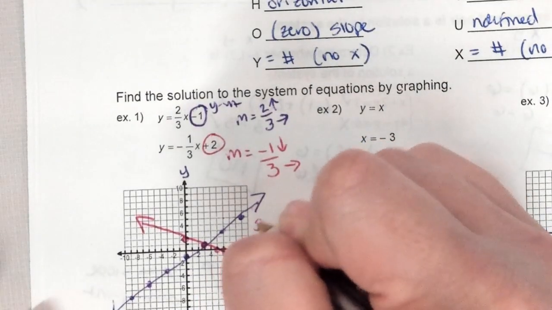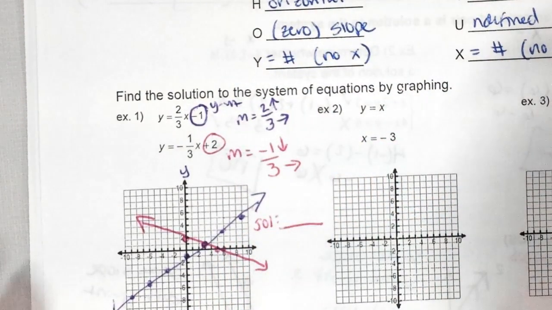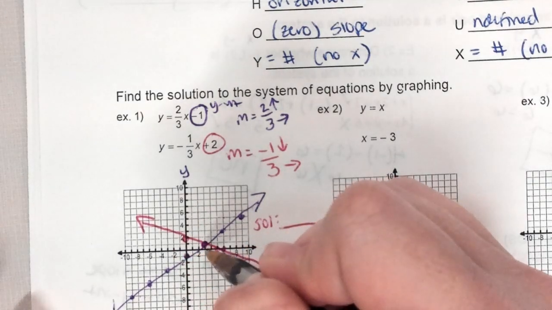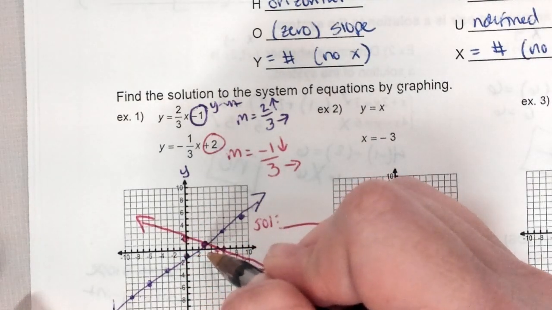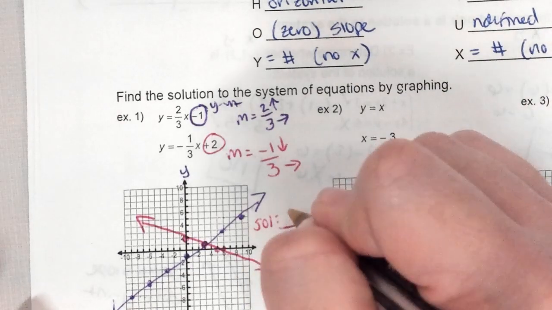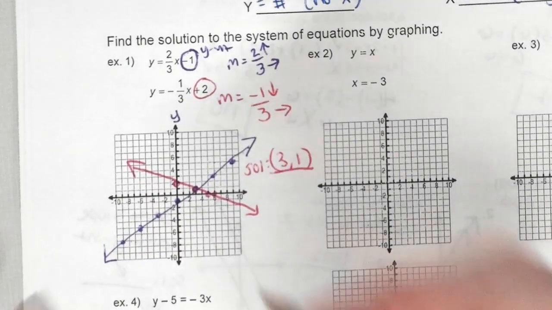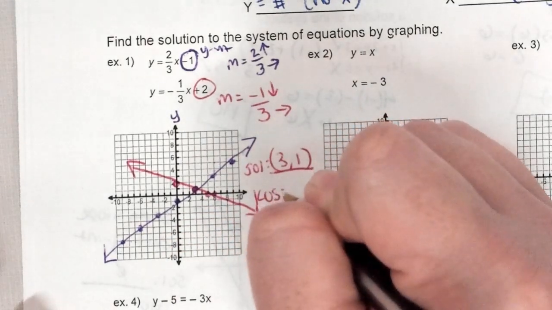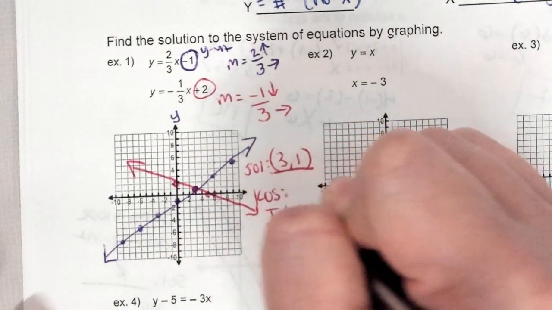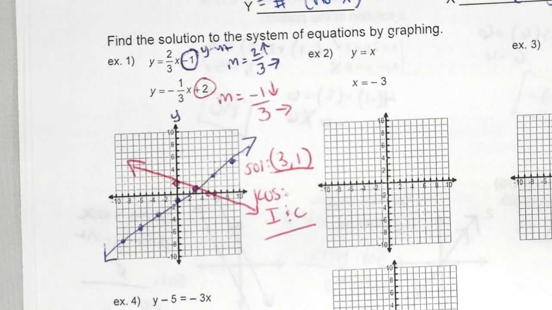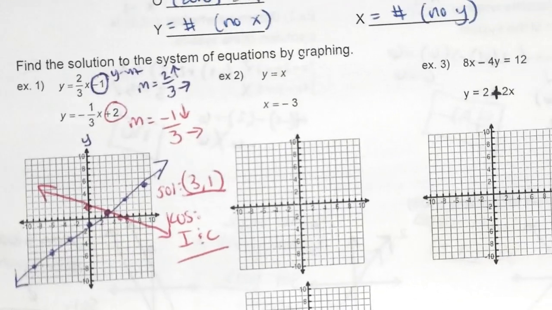And what's my solution? How far to the right is it? Oh, it's where they meet. Yeah? 3, and how far up? So 3, 1 is my solution. And this kind of system is independent and consistent because they're not the same line, but they do have a solution. Any questions with that?